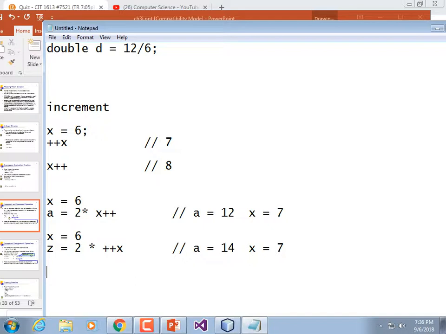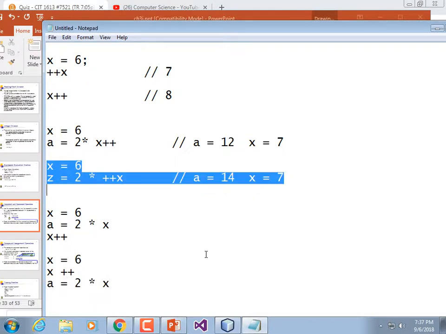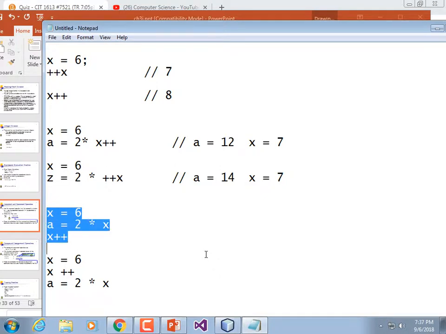Now what would I do? I'd probably increase x before I did the multiplication, right? Or I'd do it separately. Because if I was going to do it this way, why not write it like this to make it clear? x is equal to 6, a is equal to 2 times x, and then x plus plus, right? It's just 3 lines of code. And if I wanted to write the other one, I would do x is equal to 6, x plus plus, and then a is equal to 2 times x, right? That and that do the same thing. But then there's no ambiguity about what's being done first and what's not. But you'll learn it.